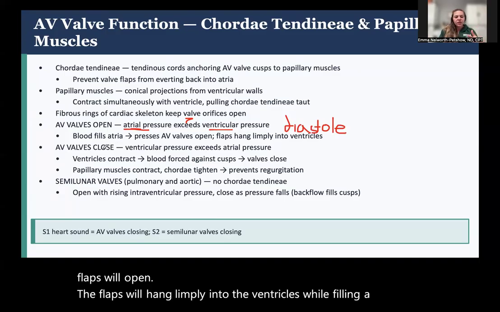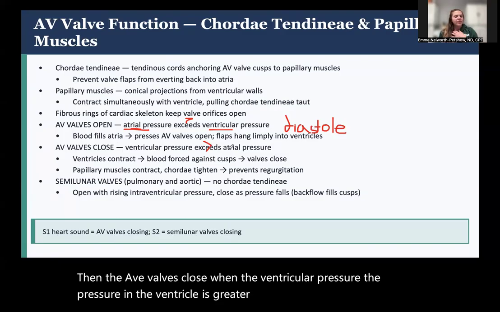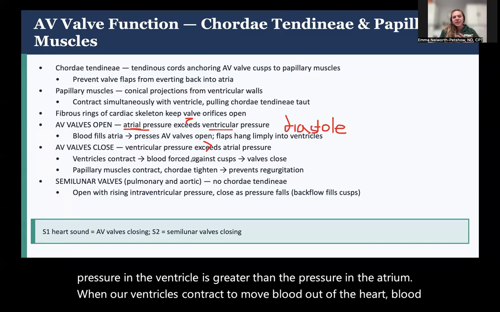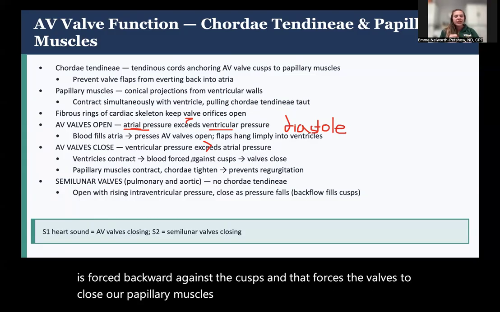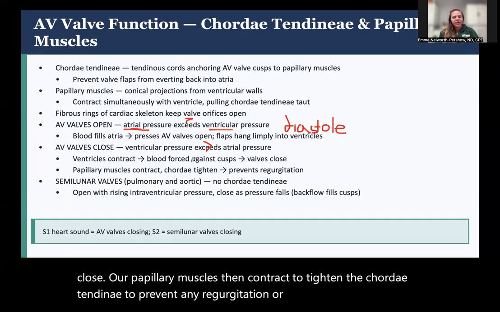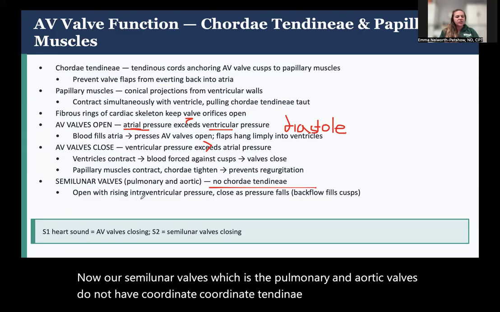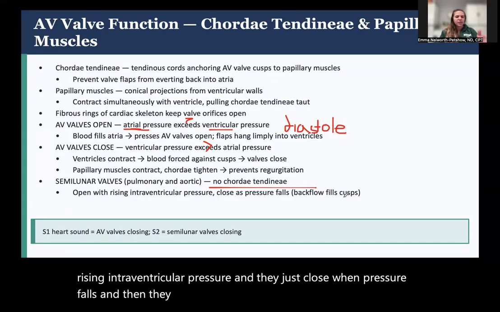Then the AV valves close when the pressure in the ventricle is greater than the pressure in the atrium. When our ventricles contract to move blood out of the heart, blood is forced backward against the cusps, and that forces the valves to close. Our papillary muscles then contract to tighten the chordae tendineae to prevent any regurgitation, or essentially backflow, of blood. Now, our semilunar valves, which are the pulmonary and aortic valves, do not have chordae tendineae, and they open with rising intraventricular pressure, and they just close when pressure falls, and then blood backflows to fill the cusps to prevent it from going back the opposite direction.